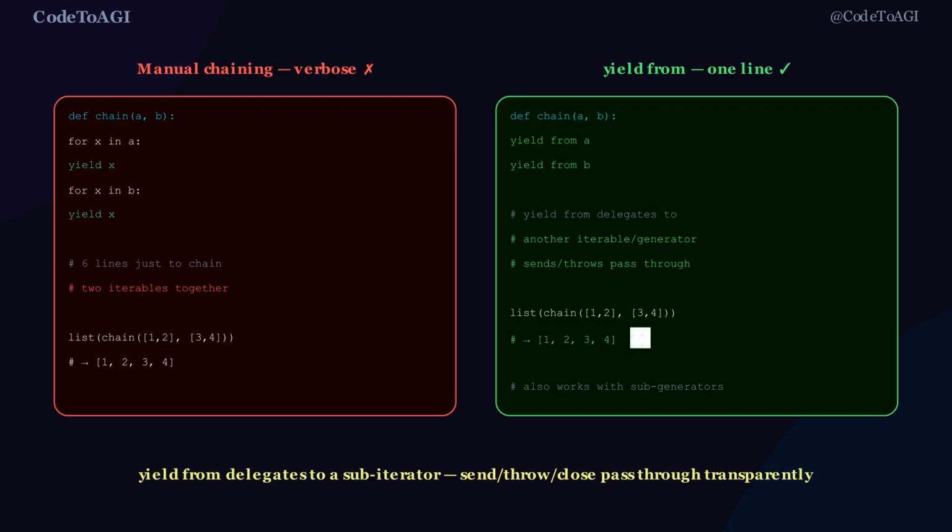Yield from is also what makes asyncio work under the hood. async def and await are built on top of this exact mechanism. Use yield from whenever you want one generator to fully hand off to another.